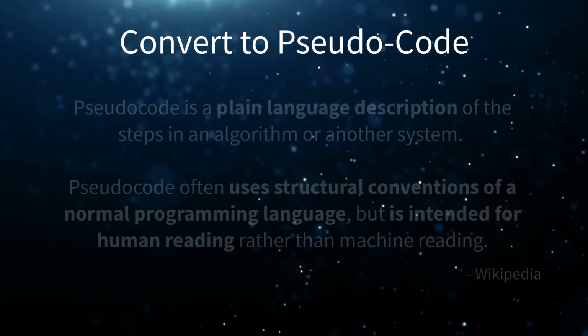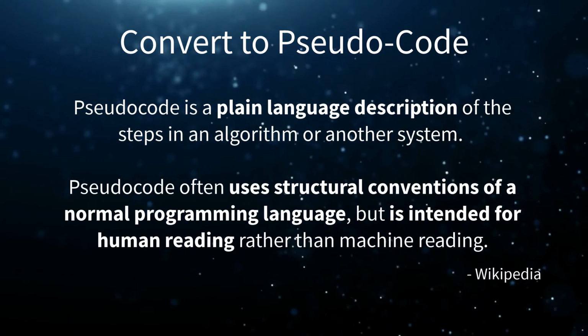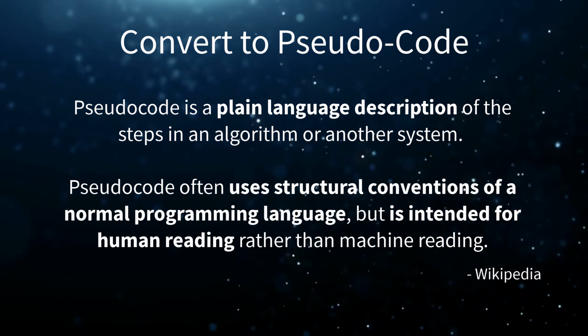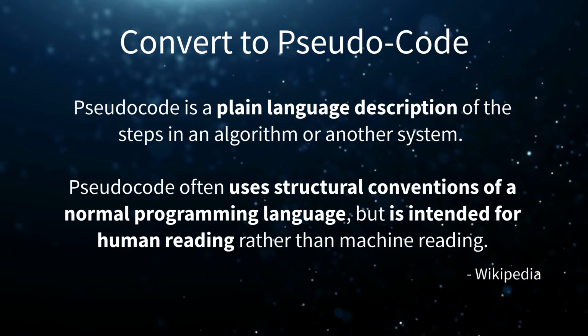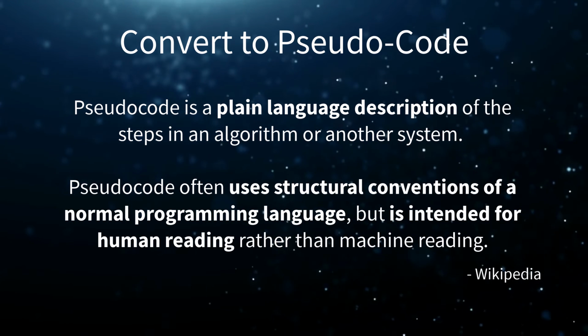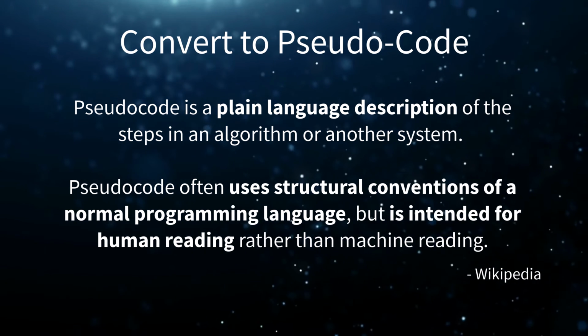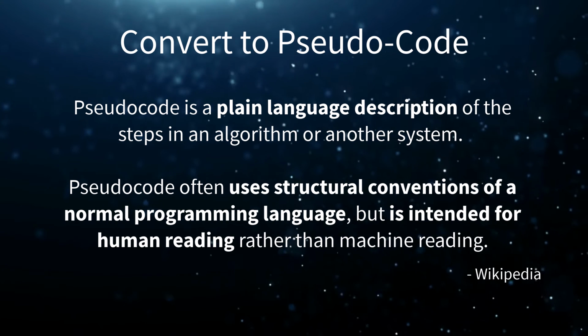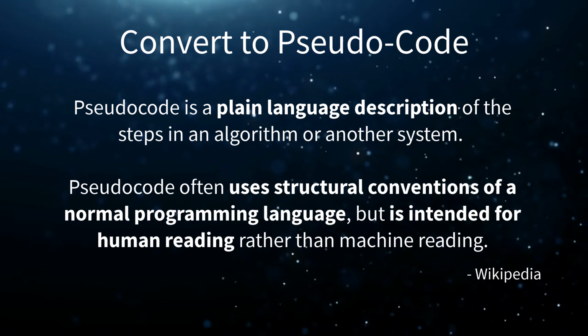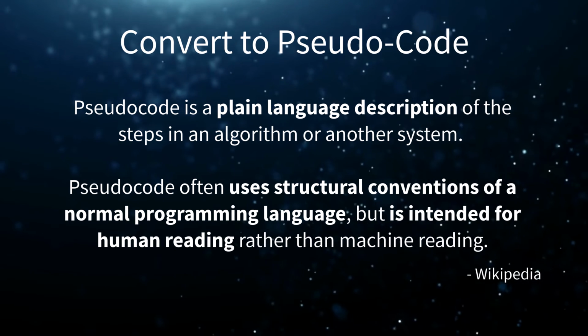Next, we want to convert our detailed steps into pseudocode. But what is pseudocode? Well, pseudocode is a plain language description of the steps in an algorithm or another system. Pseudocode often uses structural conventions of a normal programming language, but is intended for human reading rather than machine reading. In other words, we want to convert our steps to start using some of the coding conventions we learned about to make it easier to convert to full code once we go into Unreal.